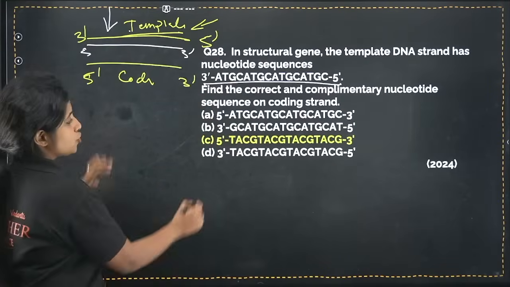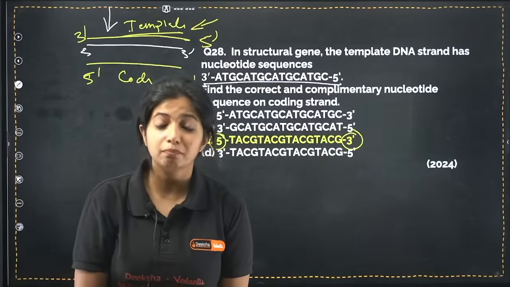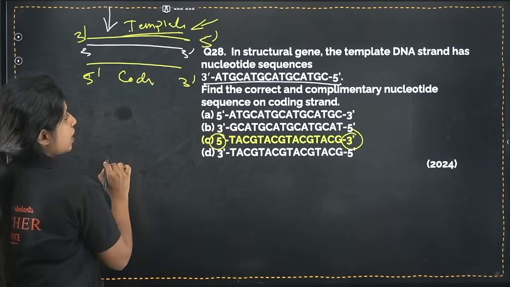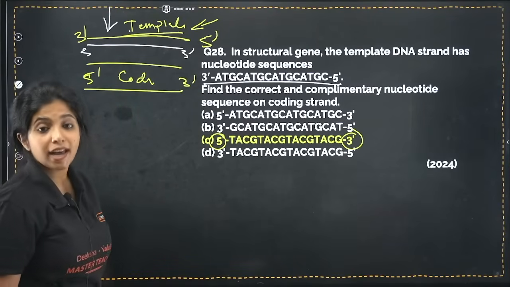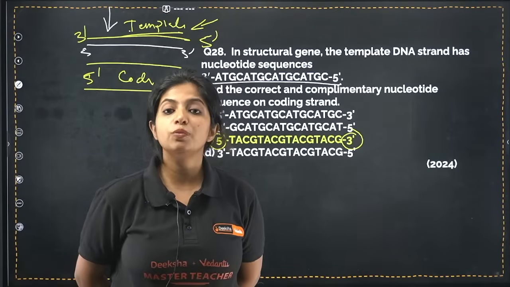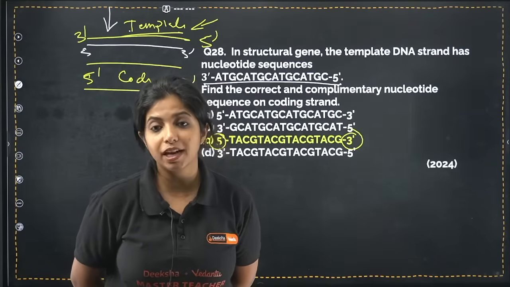So always make sure you know the direction of it. Sometimes, to confuse you, they can mess up the question. What they can do is give you the coding strand, and ask what is the mRNA that is going to be formed. So how will you answer that particular question?